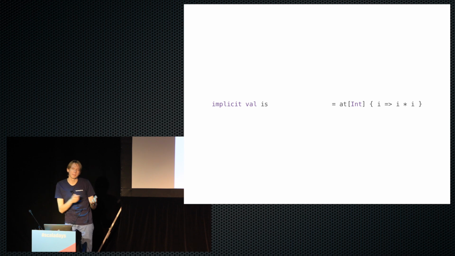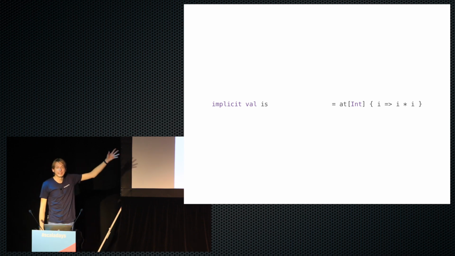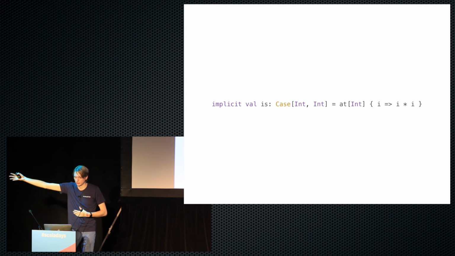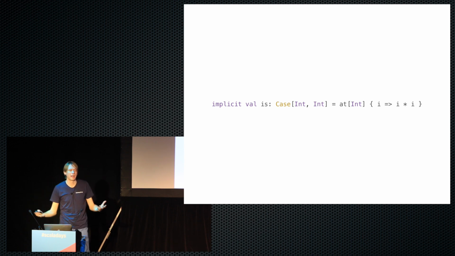So that means that when we say implicit val is equals at[Int], the inferred type here is going to be Case[Int, Int]. Takes an Int, returns an Int. Could return something else. So this is the machinery. How does it actually apply?